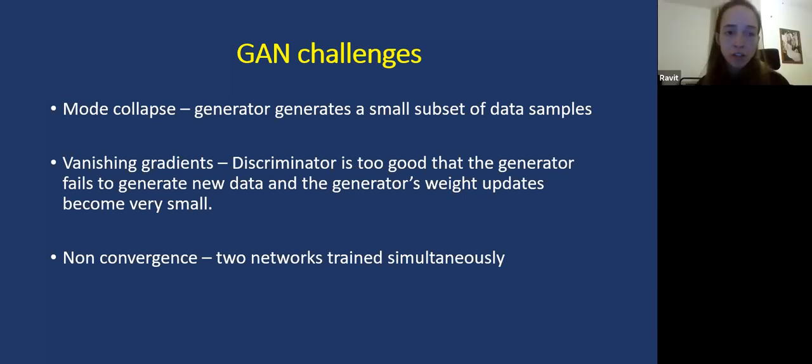And also vanishing gradients. If the discriminator is too good, then the generator fails to generate new data and the weights don't get updated. They become very, very small. And you'll also have to remember that we are training two networks all at the same time, and this is a really hard thing to do. And in many, many cases, the GAN models do not converge.